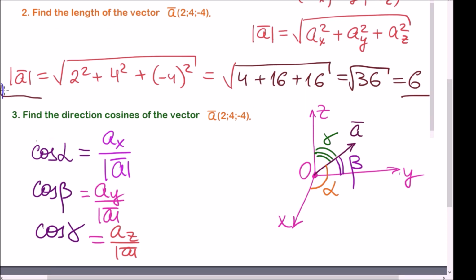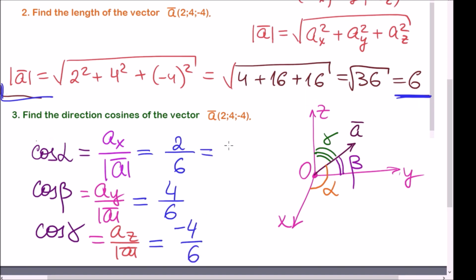So we have the absolute value of the vector A, we have found it is 6. So cosine of alpha, it is the first coordinate, 2 divided by 6. Cosine of beta, it is the second coordinate, 4 divided by 6. And cosine of gamma, it is the third coordinate, -4 divided by 6. So we have cosine of alpha, it's 1/3, cosine of beta, 2/3, and cosine of gamma, -2/3.